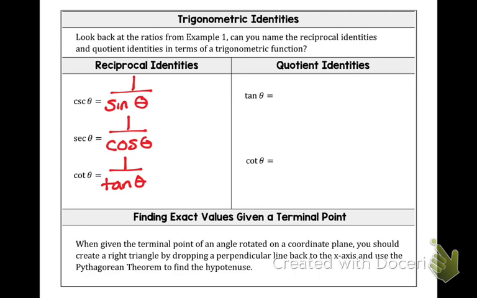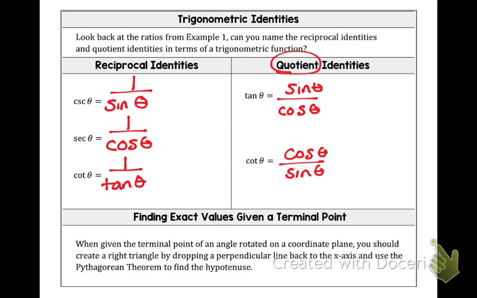If we think about tangent in terms of y over x, and remember y is our sine, x is our cosine, tangent would be the same as sine theta over cosine theta. We call these our quotient identities. And cotangent would be the reciprocal of that, so cosine over sine.